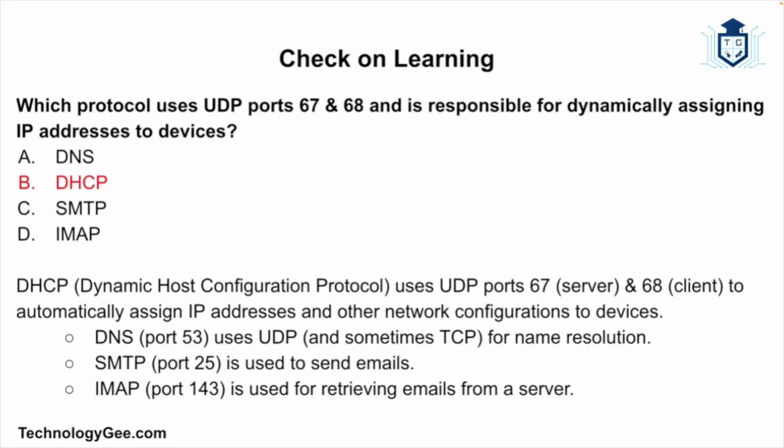And the correct answer is DHCP, or the Dynamic Host Configuration Protocol. And once again, this uses UDP port 67 on the server side and 68 on the client side to automatically assign IP addresses and other network configurations to devices. DNS uses UDP port 53 and sometimes TCP for name resolution. SMTP uses port 25, and this is used for sending emails. And IMAP, which uses port 143, is used for retrieving emails from a server.